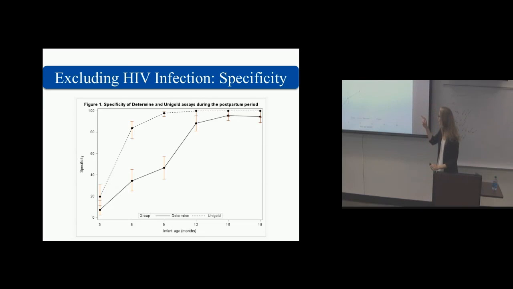But Determine doesn't reach 90% until you get to 15 months. That's because Determine will continually give more false positives than a Unigold. And it has a dramatic implication of what test do you use. If you want to catch all positives, do a Determine. But you have to follow up those positives with a PCR. It's expensive. On the converse, if you want to rule out infection and give mothers a reliable test that says no, your baby isn't positive, continue to take your ART, you do a Unigold. So it matters.